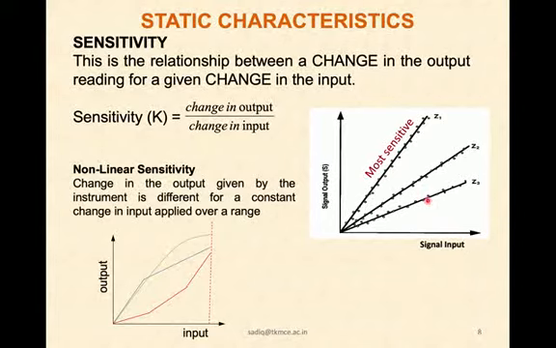Here this is the output and slope you get, whereas in this case, if this is the input and this becomes the output, for a given input the output is higher. If the output is greater compared to the input, obviously the value will be higher, then we call it a most sensitive equipment. So in this case it is a less sensitive equipment.